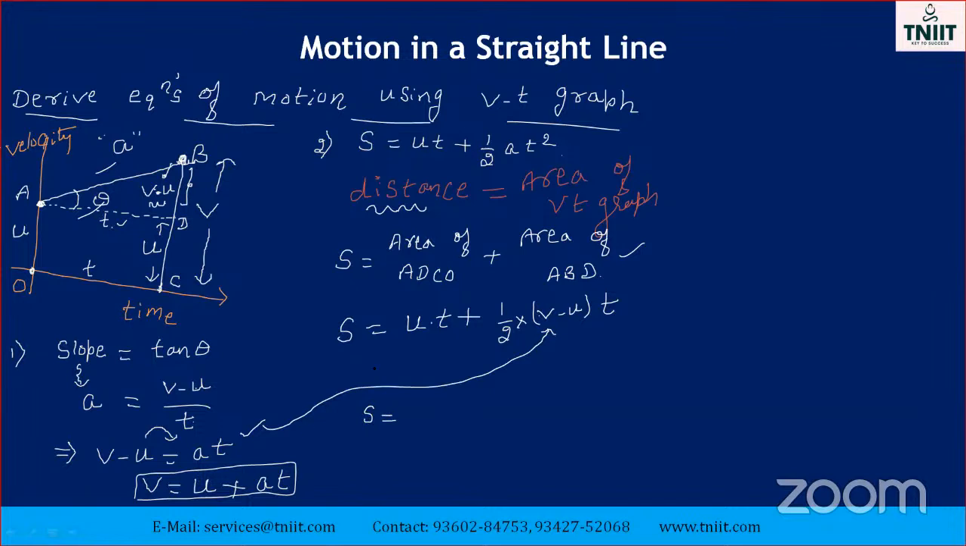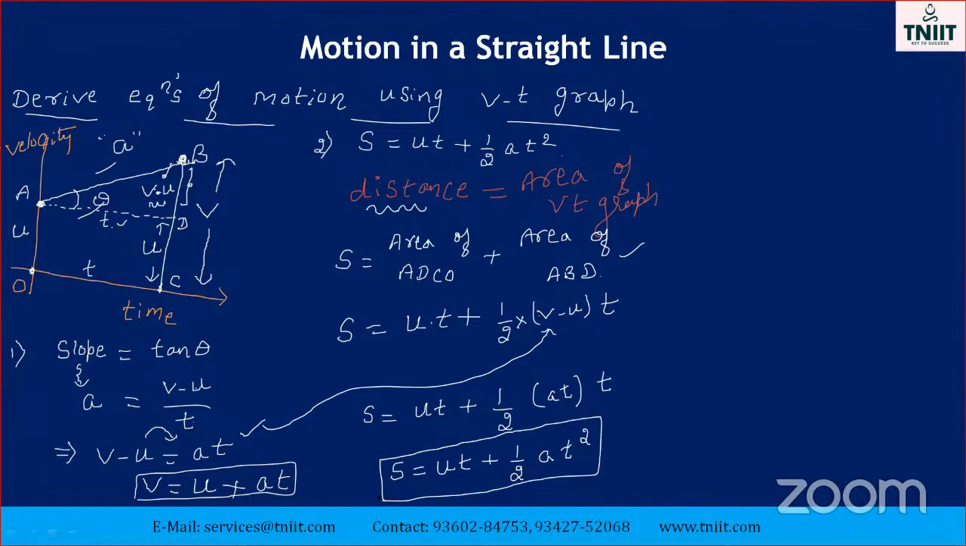I'll keep S as it is. UT plus half into what is V minus U? V minus U is AT into T. So S is equal to UT plus half AT squared. So what is the distance traveled by the particle? S is equal to UT plus half AT squared. This is the equation of the motion, which we have derived easily by using the velocity time graph.